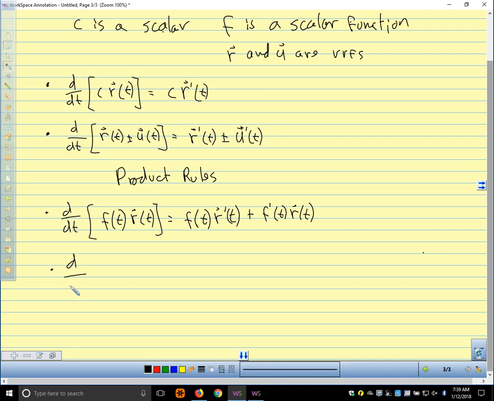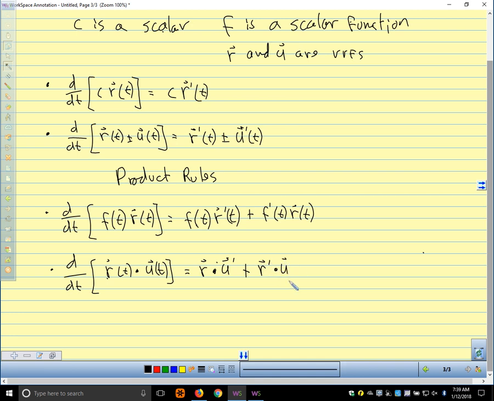The derivative of a dot product. It's another way that we can multiply vectors. Is just like our normal product rule. r(t) dot, I'm going to drop the t, the functional notation. r dot u prime plus r prime dot u.